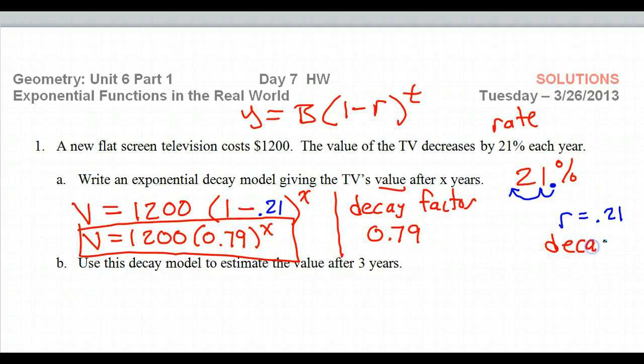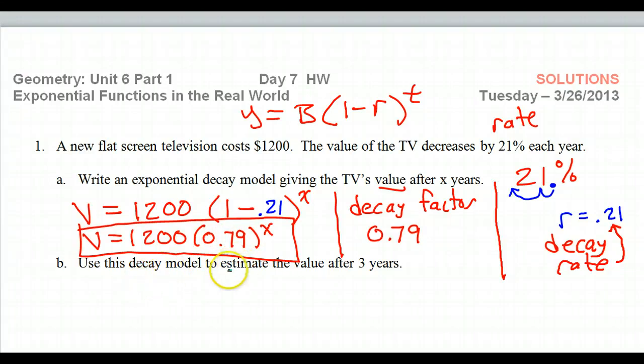Okay, the decay rate is 0.21. All right, so be familiar with those two terms. This percent turned into a decimal, that's the rate. And once you add or subtract from 1, depending on if it's growth or decay, you get this number in the parentheses here, the base. That is the decay factor or the growth factor.